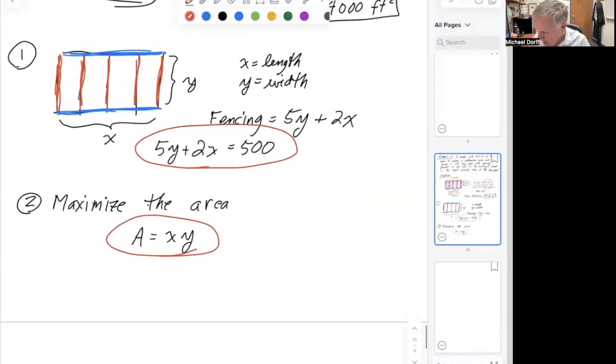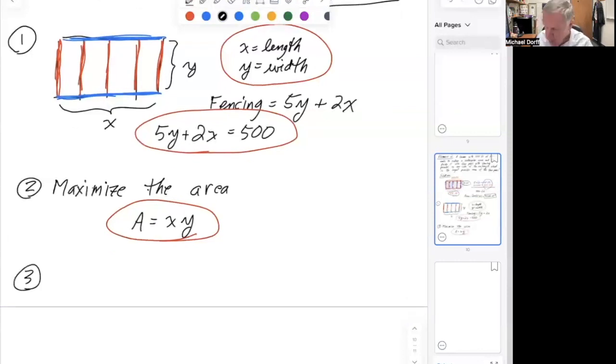Now we've got our variables, we've got an equation that was given to us, and we have the function that we want to maximize. But that function has 2 variables, X and Y, so it's going to be useful to get rid of one of those variables. And how are we going to get rid of it? We're going to use the equation from part 1. So in number 3, we're going to write a function of 1 variable.